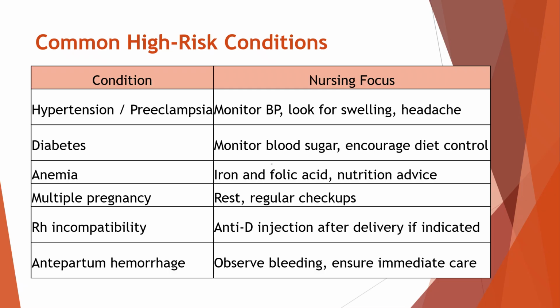these mothers. Hypertension or preeclampsia. In this condition, the mother has high blood pressure during pregnancy. The nurse should regularly check the blood pressure, look for swelling of the feet or face, and ask if the mother has headaches or blurred vision. Early detection helps prevent serious complications.